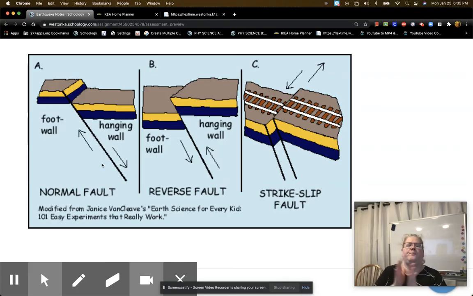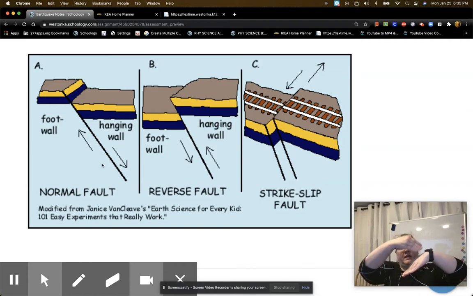All right, so if I have a place where I have movement, it's either going to slide down the hill, get pushed up a hill, or it's going to go side to side. All right, so a normal fault is like a slide you'd slide down when you were a kid, or now if you still happen to enjoy that.